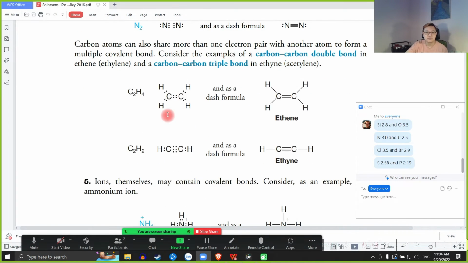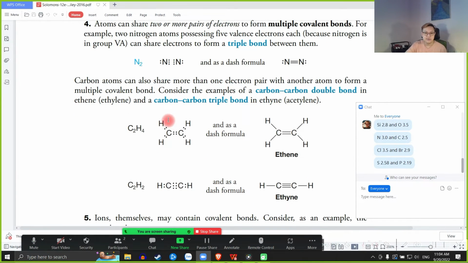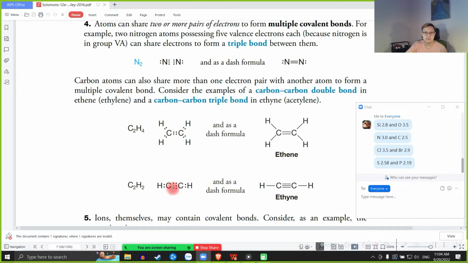Right. Oh, ethyne. So for ethyne, it's the same thing. The C has 1 for hydrogen and 3 for forming a triple bond. So in this case, C has 2 plus 6 is 8. This one is also 8 as well.